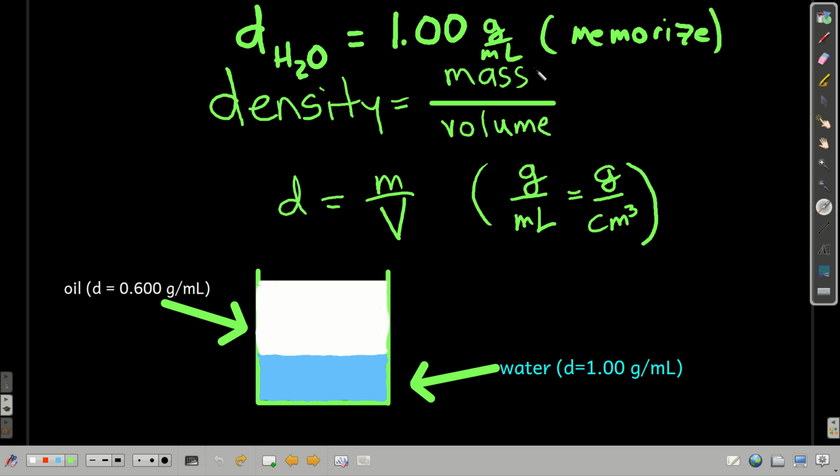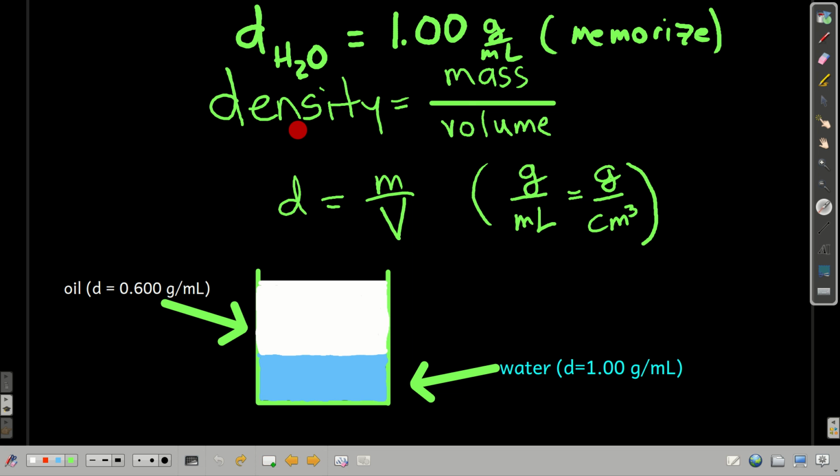So memorize that. Now, the density of a substance depends upon the temperature of that substance. So once you go out to 4 sig figs, or even around room temperature, which we deal with most of the time, now it's going to matter what the temperature is. It's going to be 0.999 something probably at first. But remember this to 3 sig figs.